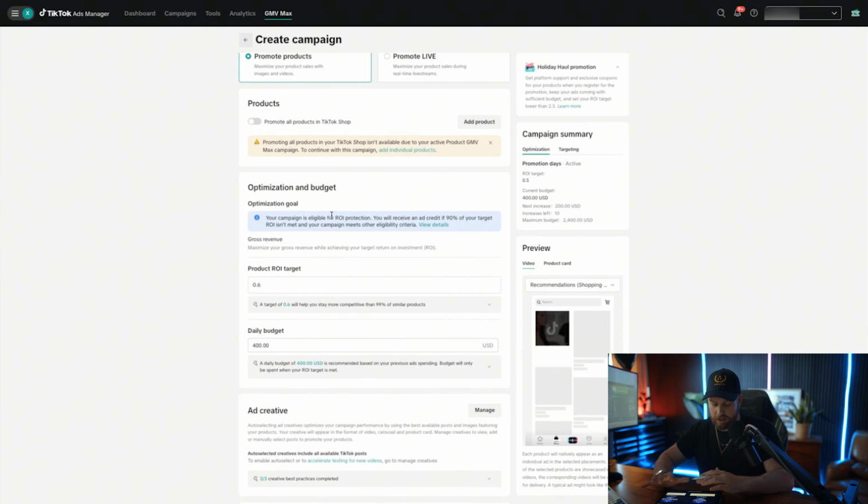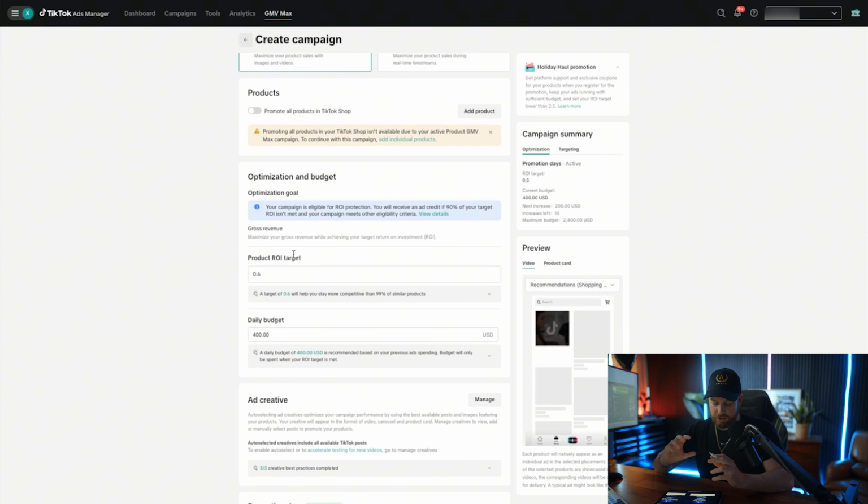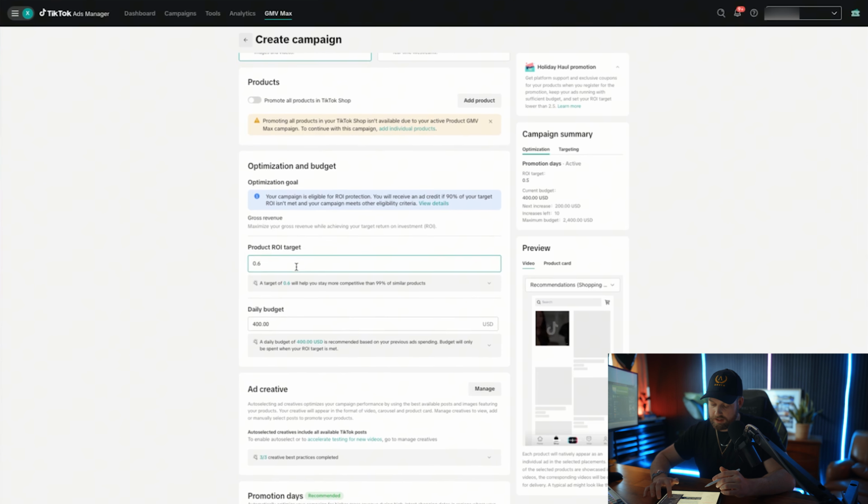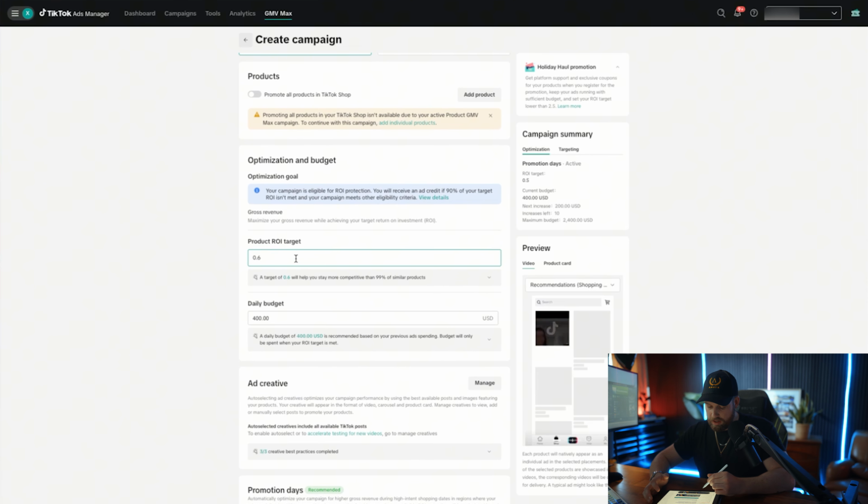Optimization and budget. This is where you want to set your target ROI. There's 2 different types of delivery mechanisms that we'll talk about with target ROI and max delivery. We will discuss that after we go through this setup. Your target ROI should be set pretty low when you start out because basically your goal is to collect data. You want data coming into the account so you can then better optimize for higher ROI.